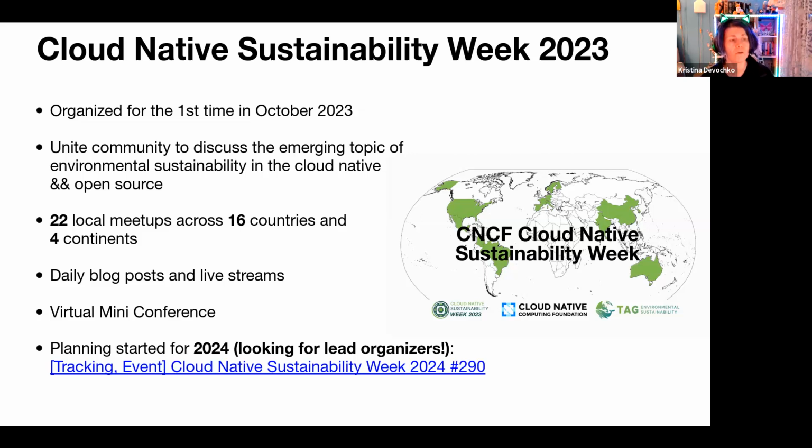The main goal of that event was to unite the global community so that we can share our learnings and experiences, to understand the challenges and how we can improve sustainability in the cloud native and open source space. We had 22 local meetups organized across 16 countries and 4 continents. So it was a truly global effort, and all the organizers of the local meetups were amazingly engaged. This is very cool to see.